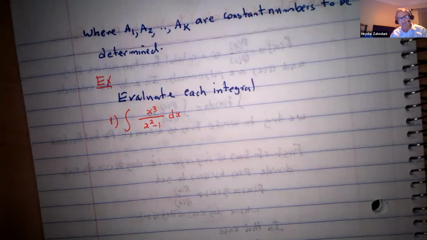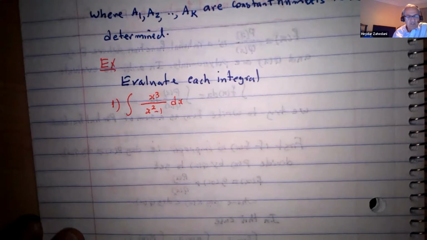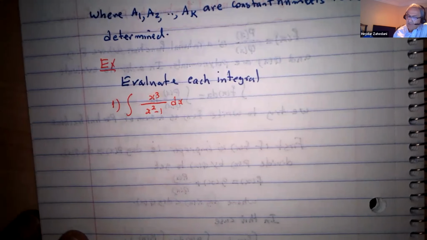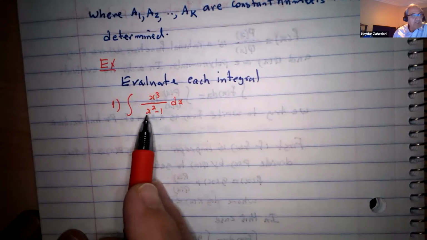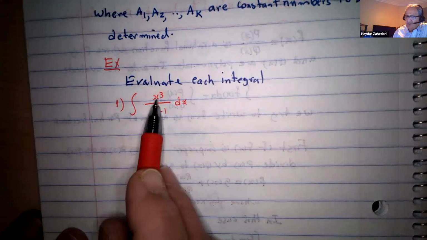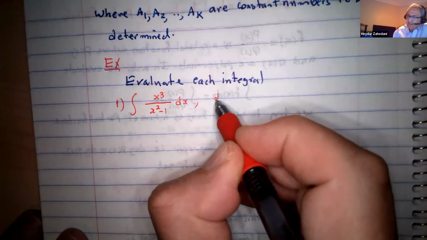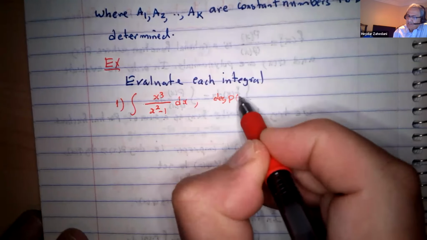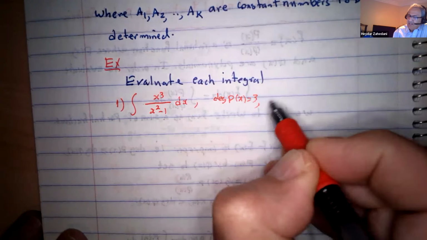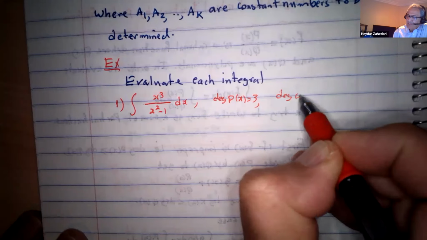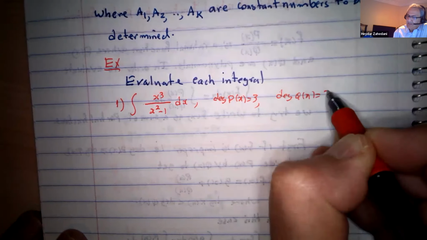So it's a rational fraction, and as you can see, the degree of the top is higher than the bottom. So I'm going to divide the top by the bottom first. The degree of the top, the degree of P of x, is equal to 3. And the degree of the bottom one, which is Q of x, is equal to 2.